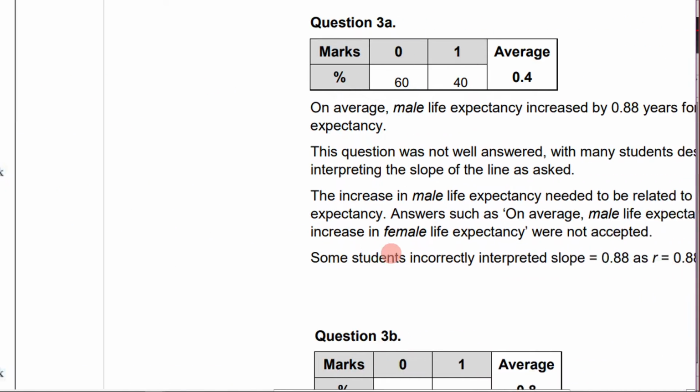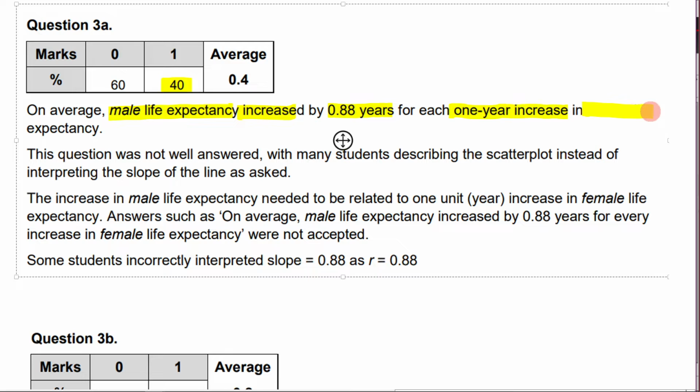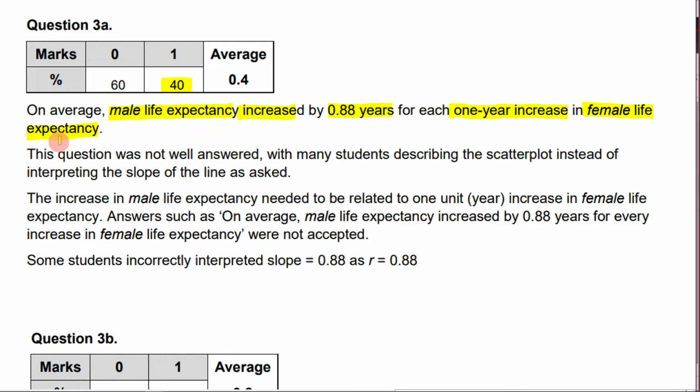Let's now look at the examiner's report to see what they have to say. This is really important, this examiner's report. You get into the mind of the examiner. As you can see, a poorly done question. Only 40% of people get the full marks here. You can see what the answer is. The answer is, on average, male life expectancy increased by 0.88 years for each 1 year increase in female life expectancy. That's exactly what we wrote. And it's because we're just using the template. This is how we get the template.